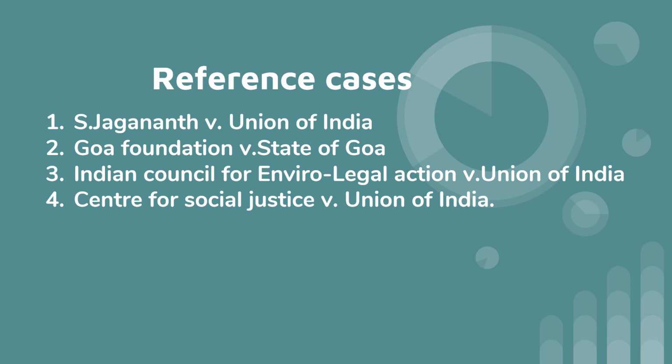And the third one is Indian Council for Environmental Action versus Union of India. And this was a PIL filed by a voluntary organization questioning the amendments made to the CRZ notification. And the fourth is Center for Social Justice versus Union of India. And this was a writ petition challenging the environmental clearance given by the state government to the Gujarat Electricity Board for the thermal power project.